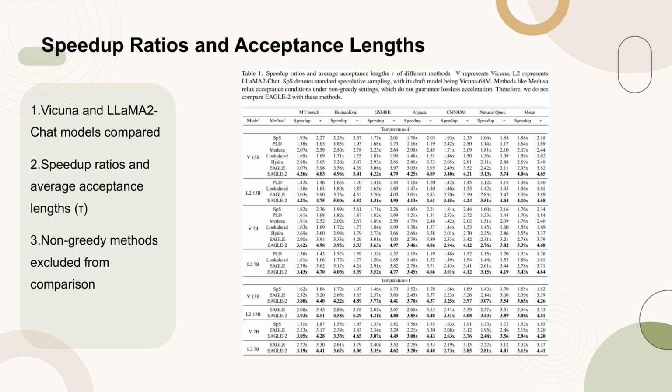Table 1 presents the speed-up ratios and average acceptance lengths, τ, for various methods across different models, specifically Vicuna, V, and Llama 2 Chat, L2. Standard speculative sampling, SPS, is noted with its draft model as Vicuna 68M. Methods that relax acceptance conditions under non-greedy settings, such as Medusa, are not included in the comparison as they do not guarantee lossless acceleration. The table highlights the performance metrics for each method, providing a comprehensive view of their efficiency and effectiveness in different scenarios.